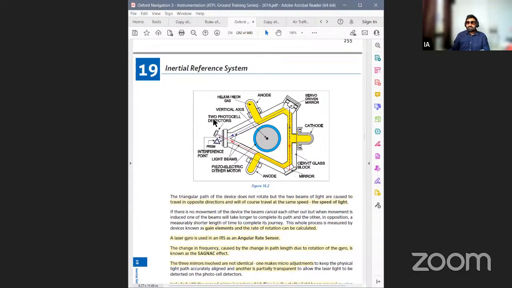So here what happens, there are detectors. Photocell detector means light detectors. Here, because of helium and neon gas used, the electric currents are converted into light, and that light is further reflected to go through the mirrors and then reach these detectors. These detectors and the prism together measure the interference of the two beams. And whenever there is no difference, no movement is registered, or whenever there is movement, a difference is registered.